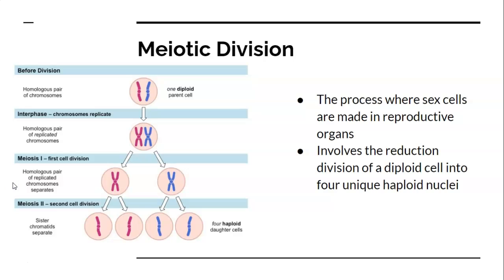So just to go over the general definition of meiosis and why we should care about it: meiosis is where sex cells are made in reproductive organs. It's a reduction division of a diploid cell into 4 unique haploid nuclei, 4 haploid daughter cells. This is what becomes your egg and sperm cells.